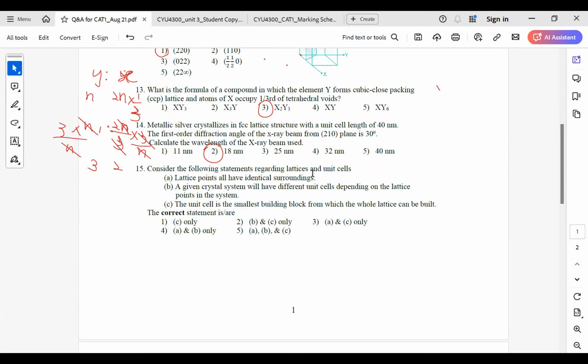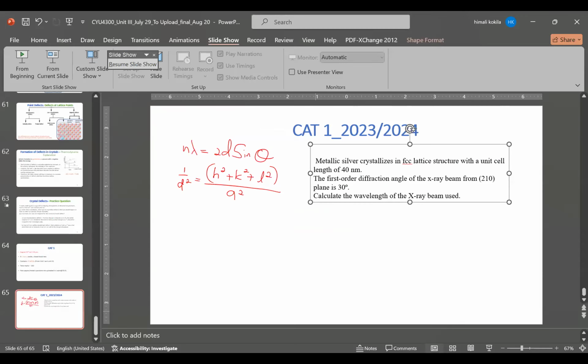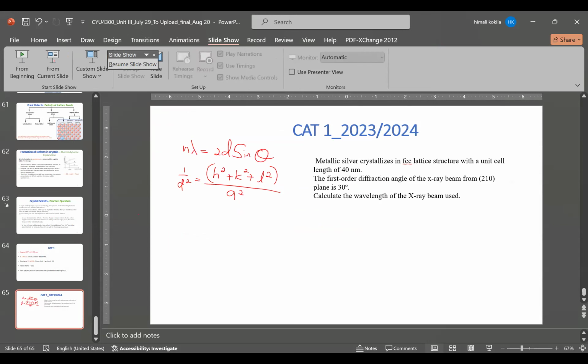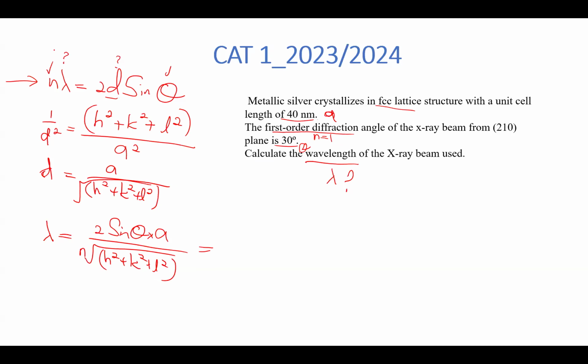Ma'am, can you show the previous slide? What slide? The workout one, where I did the calculations. Sorry. Uh-oh, my writings were gone now. Wait. Can you see now? Yeah, ma'am.